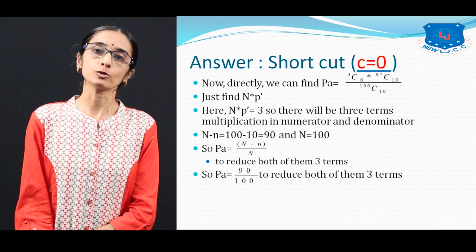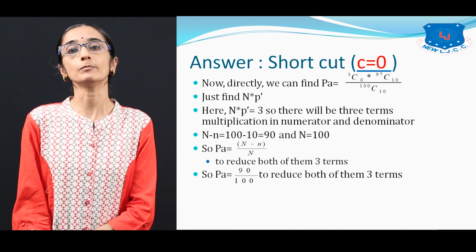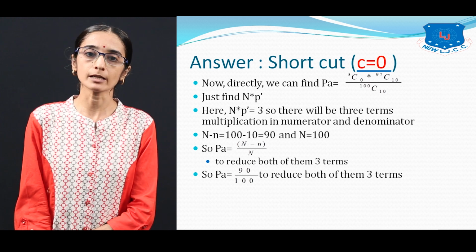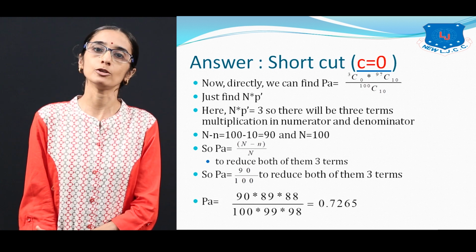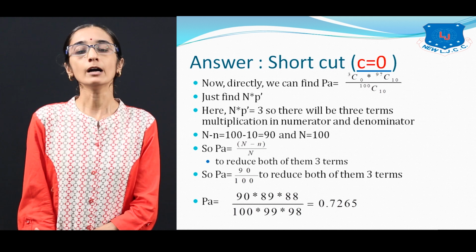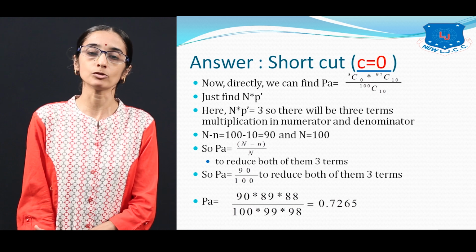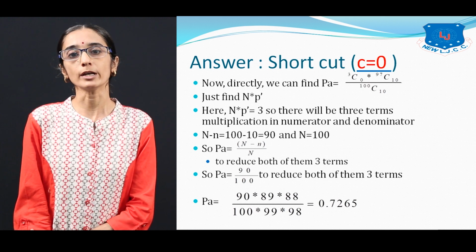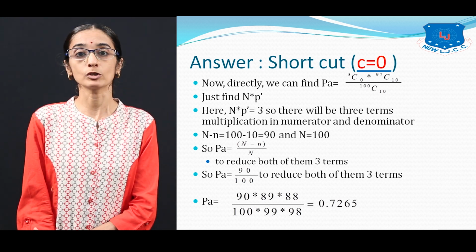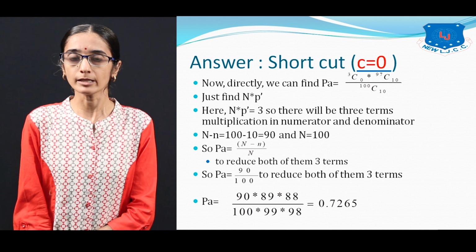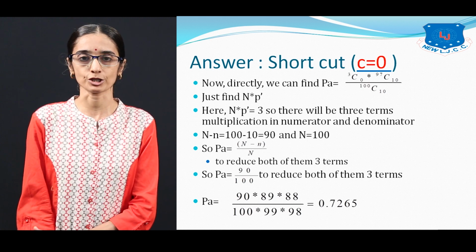From the denominator we have to start from number 100, once again reduce the same number of terms, that means 3 terms. So the final answer for PA will be 90 into 89 into 88 divided by 100 into 99 into 98. So it will come out to be the same number, 0.7265. I hope this method is quite easier for you. Now let's see the next example based on this kind of shortcut calculation.